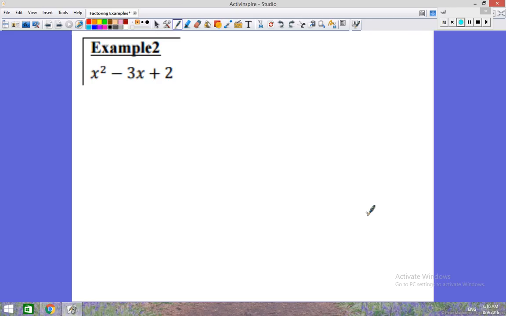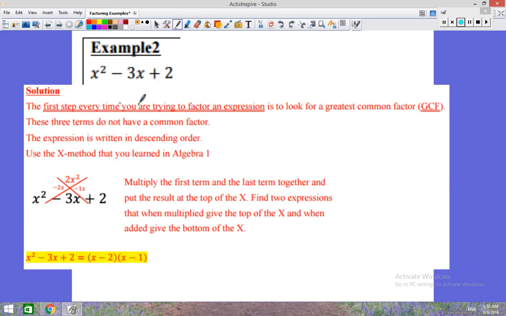So the next example here is a trinomial. I have three terms here, and I do not have a greatest common factor. There's no common factor to all three terms. Remember, that's always going to be that first step each time we're trying to factor.